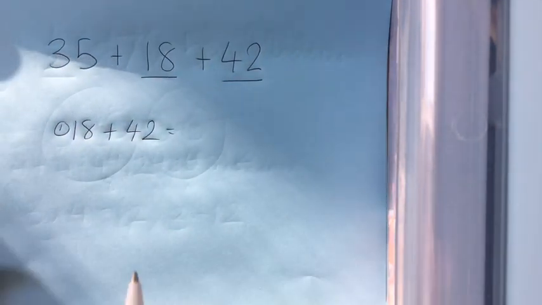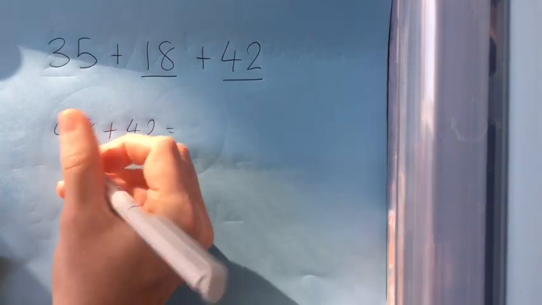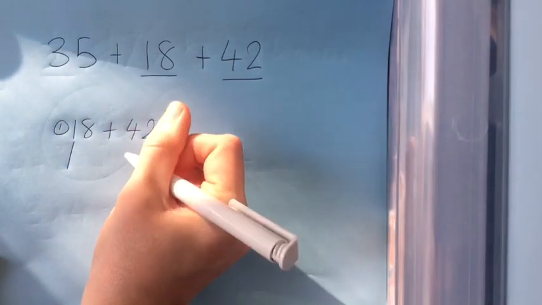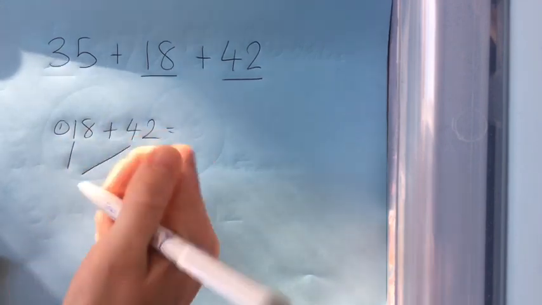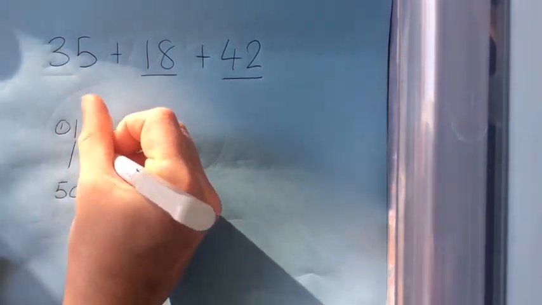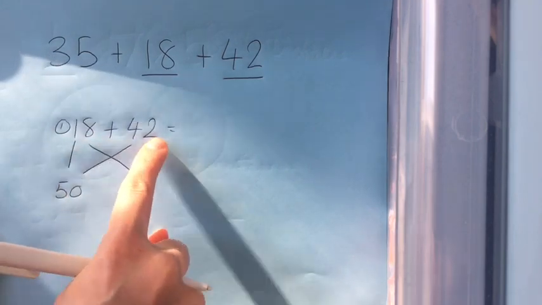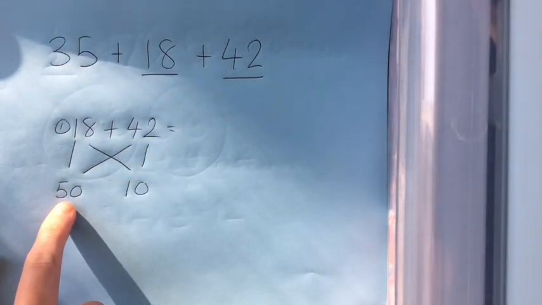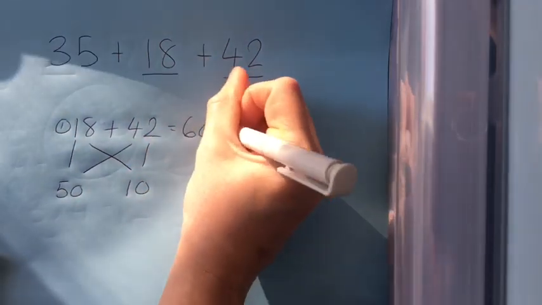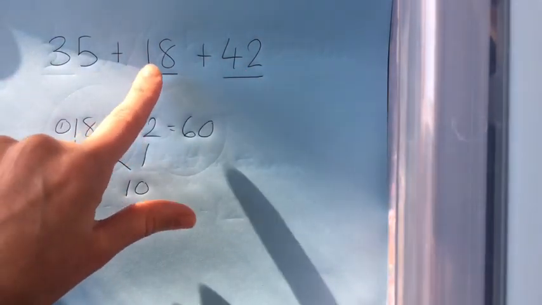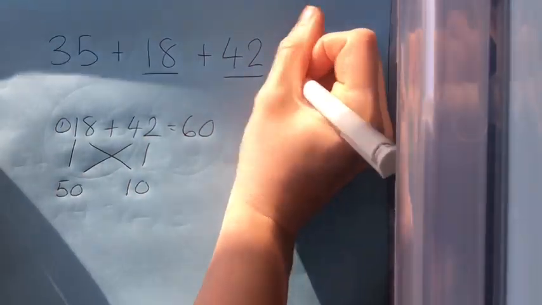Now, another way of working out, a way that I quite enjoy, is called partitioning. And this also helps us for our column method. 10 add 40 is 50. 8 add 2 is 10. 5 tens add 1 ten. 50 add 10 is 60. Now I've used these 2 numbers now, can't forget my equals.